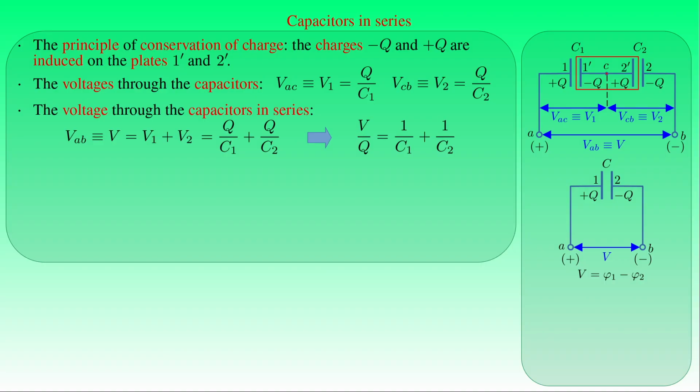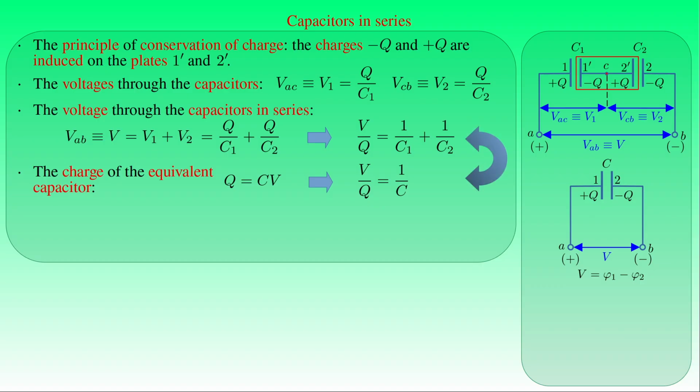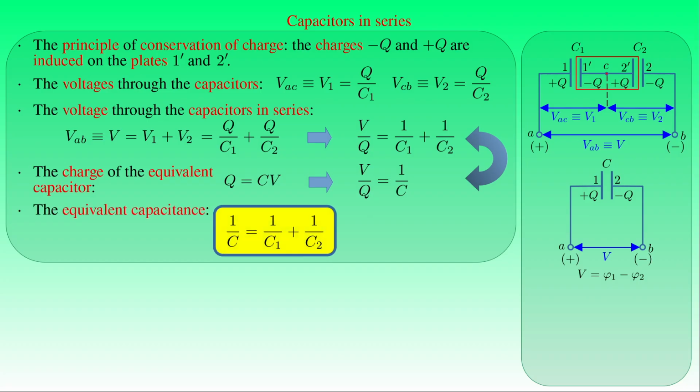For the capacitance of the equivalent capacitor we know that the charge Q stored in the capacitor is given by the product of its capacitance C and the voltage V applied between its plates. We can divide this equation by Q and C and express V over Q as 1 over C. If we compare this expression with the result obtained for the two capacitors connected in series, then we see the condition of the equivalence, that is, 1 over the capacitance C of the equivalent capacitor must be equal to 1 over the capacitance C1 of the first capacitor, plus 1 over the capacitance C2 of the second one. Then the equivalent capacitance C is given by C1 times C2 divided by the sum of C1 and C2.